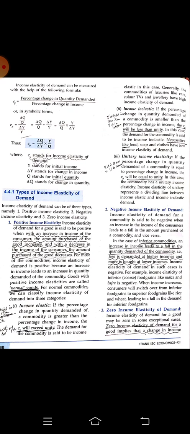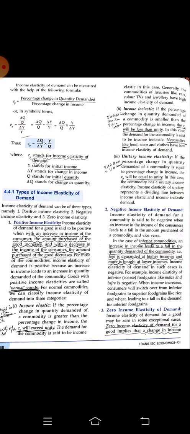Negative income elasticity of demand. They are talking about inferior commodities. When the income is increasing, the demand for those commodities is decreasing, and when the income is decreasing, the demand for those commodities is increasing. Next we have zero income elasticity of demand. Zero income elasticity of demand means that whether the income is increasing or not, the demand for that commodity remains constant. For example, salt.